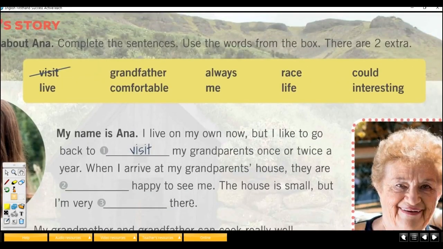Okay. In the blanks, you should have visit, grandfather, always, race, could, live, comfortable, me, life, and interesting. Visit, grandfather, always, race, could, live, comfortable, me, life, interesting.